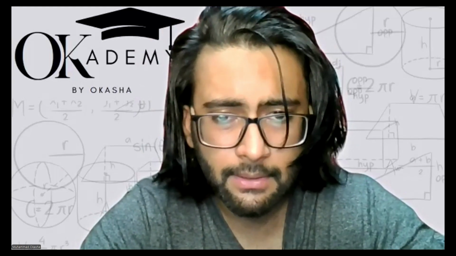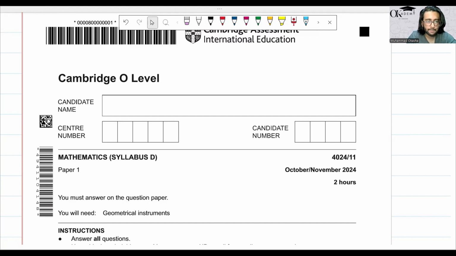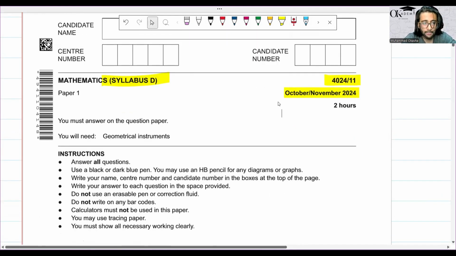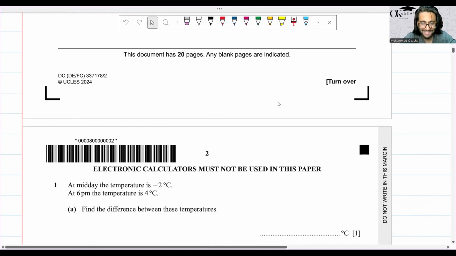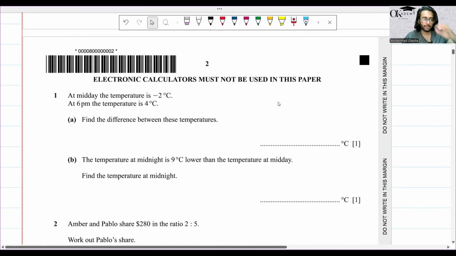So here we have the paper. Cambridge O-Level Mathematics, Syllabus D, of course, 4024, paper one, variant one, October/November 2024. And the time allotted, and this is paper one, of course, the non-calc paper. A specific instruction for this paper is you're not allowed to use any calculator. So that's what I'll do as well. We will not use any calculators at all. Okay, let's move on to the first question.